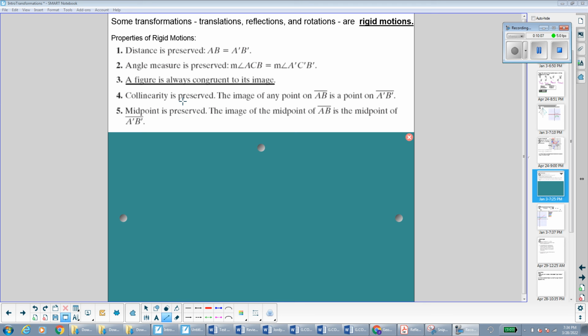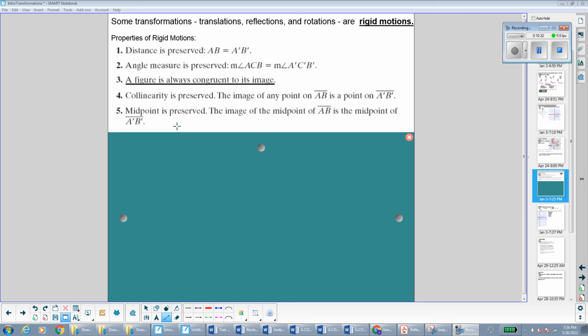Collinearity is preserved. So if 2 points are on the same line before the transformation, they will be on the same line after the transformation if it's a rigid motion. And finally, midpoint is preserved. So if a point is the midpoint of a line segment before the transformation, it will also be the midpoint of the line segment after the transformation if the transformation is a rigid motion.